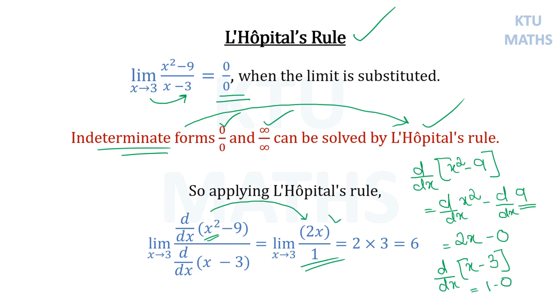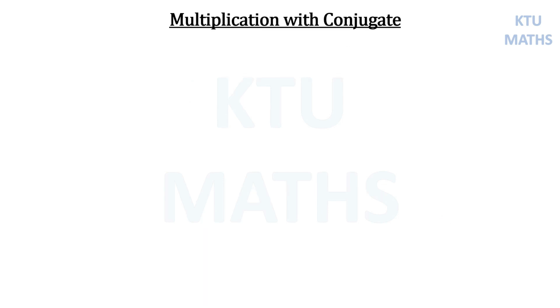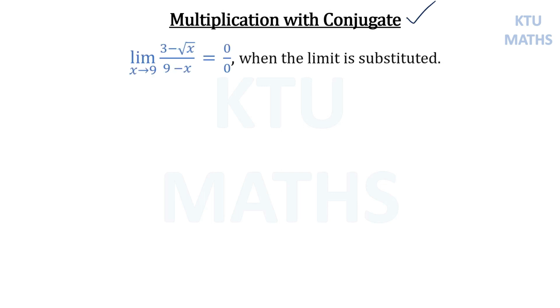And after coming to this step, we can straight away substitute the value and get the result. Here it's 6. By the previous method we got 6, and by doing L'Hopital's rule we got 6. So the answer is the same. Another method through which limits can be solved is the multiplication of conjugates. Let us check a question.